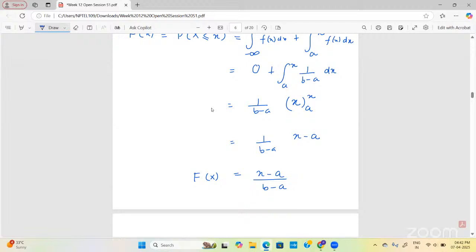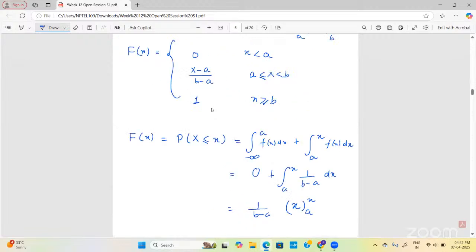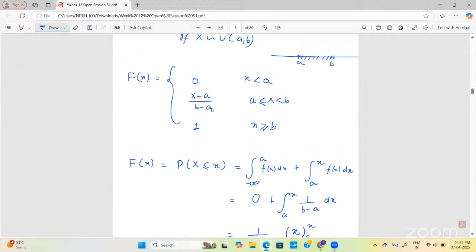So from this range a to b, including the point a, below a it is 0, but from point a to b it will be (x minus a) divided by (b minus a). Now, how is it 1 for x greater than or equal to b?